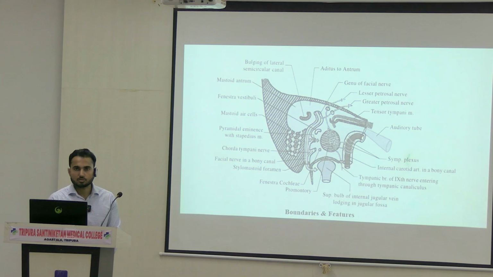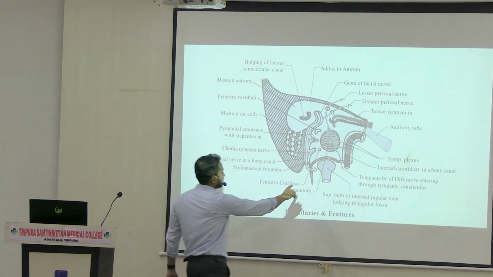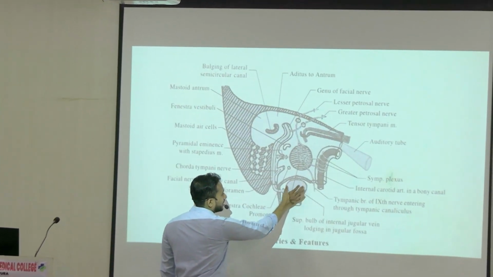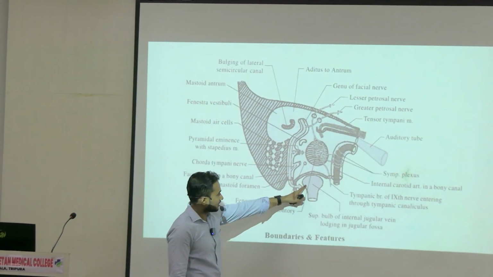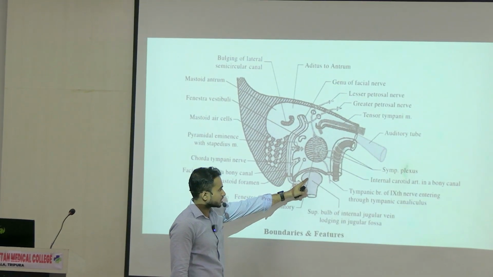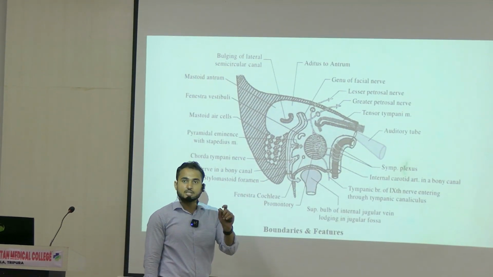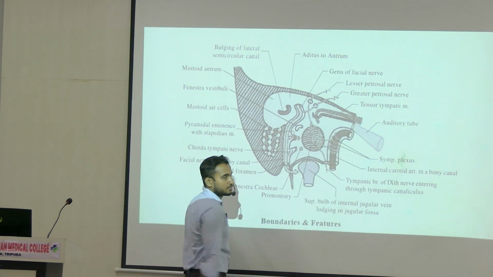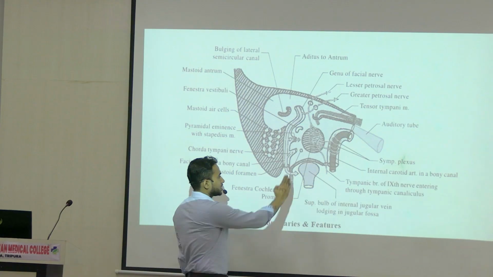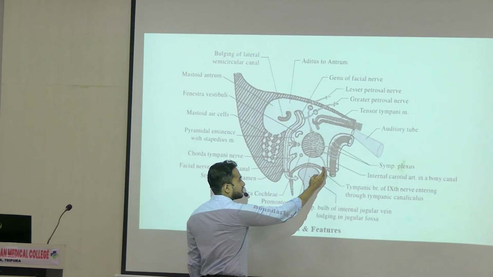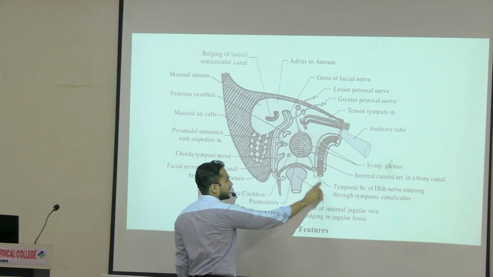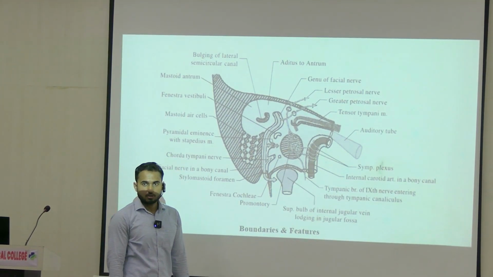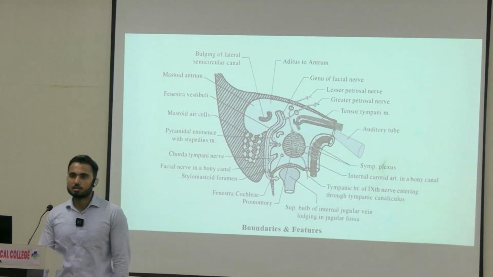Next, what is the most important feature of the floor? Can you see the floor? This is the floor. The most important relation is the superior bulb of the internal jugular vein, which is present in the jugular fossa. Next, the most important content is the tympanic branch of the glossopharyngeal nerve. From the anterior aspect of the floor, you can see it is pierced by the tympanic branch of the glossopharyngeal nerve. It is also called Jacobson's nerve.